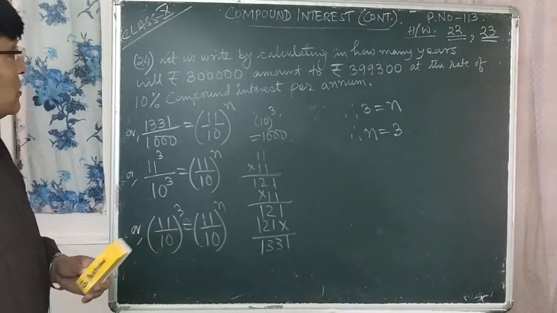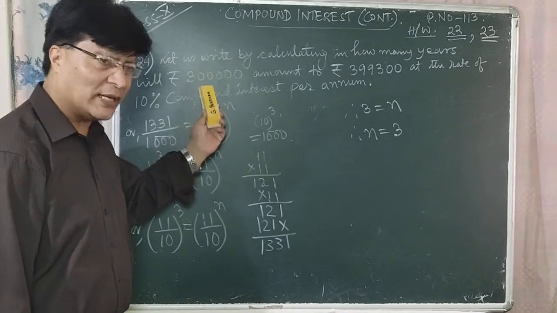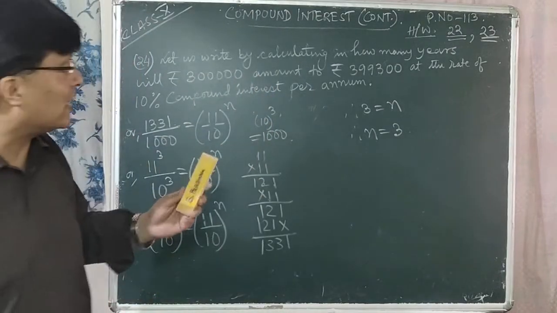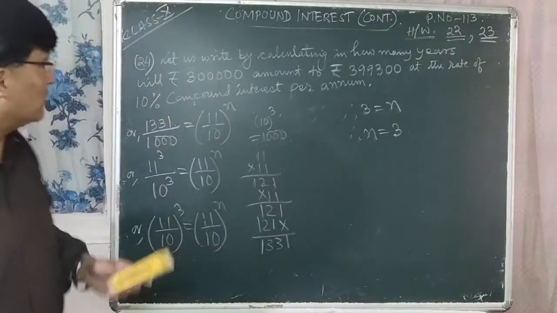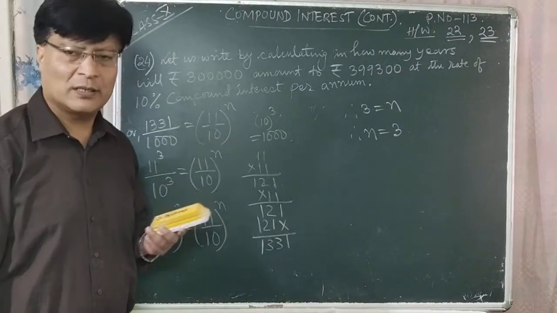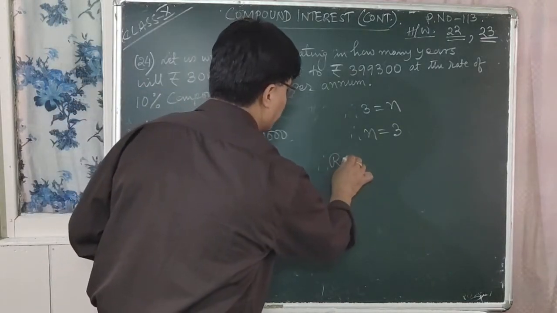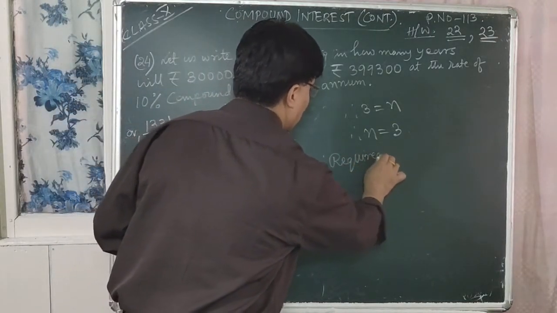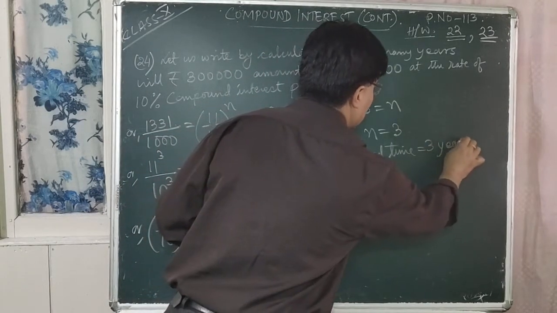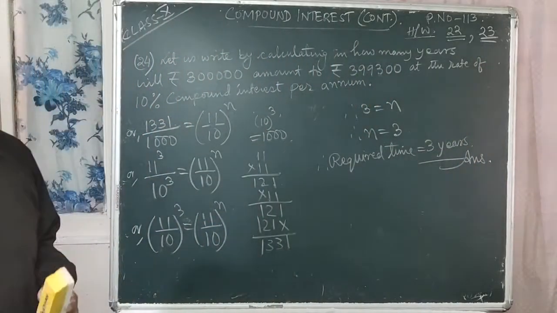So in how many years will these 3 lakhs amount to rupees 3,99,300 at the rate of 10% compound interest per annum? So in how many years? It is 3 years. So therefore required time is equal to 3 years. So this is your answer. Is that clear?